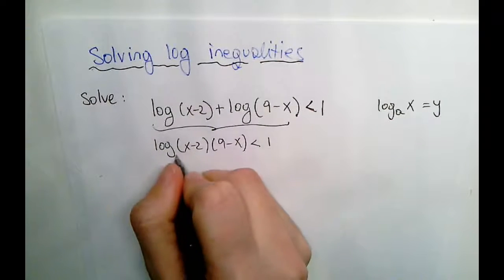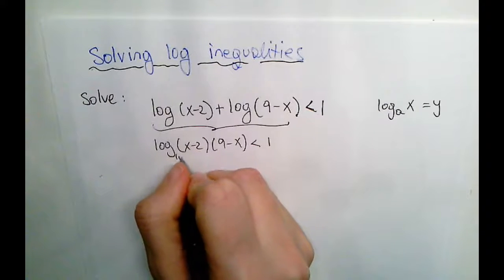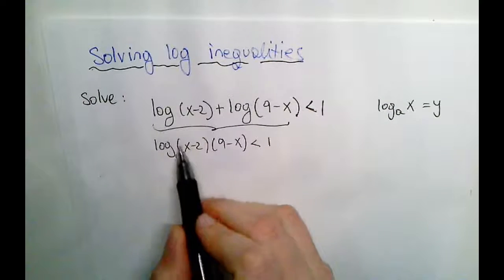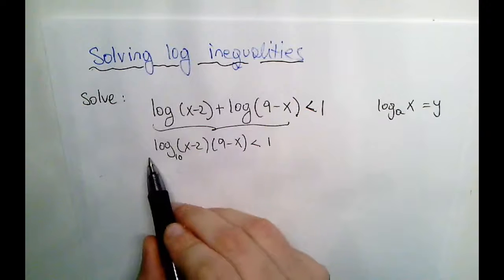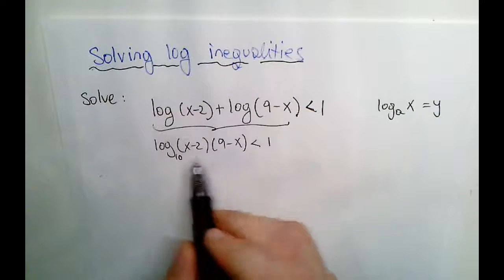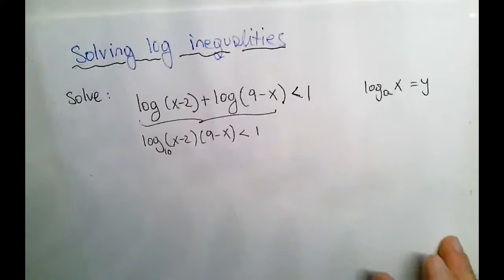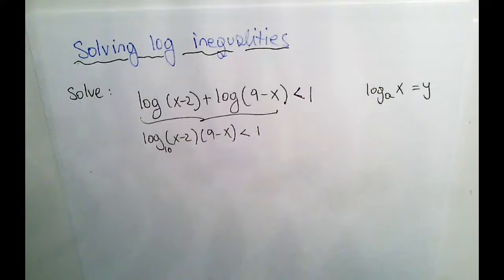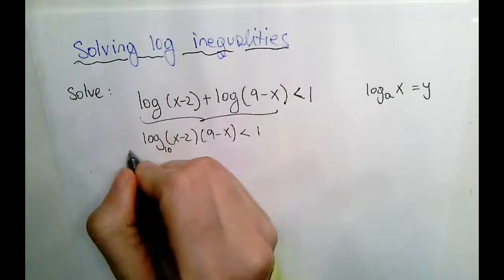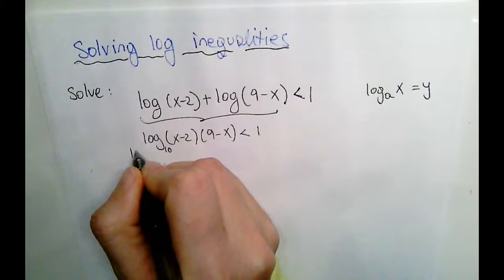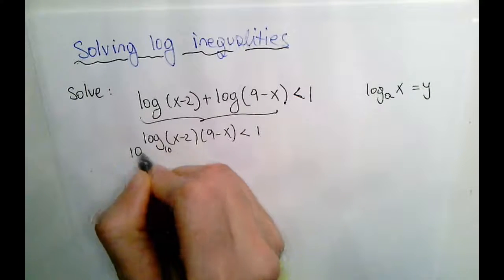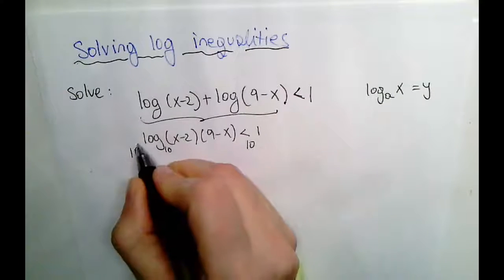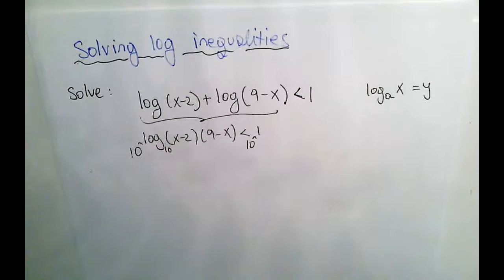Now I know that if this is the common logarithm, the base is 10. So how can I undo log base 10? What can I do to both sides? Well, I have to exponentiate by base 10. So basically what I'm doing is just raising to the power. This is going to be a power of 10, and this is going to be a power of 10. So this is what I mean by exponentiating both sides.